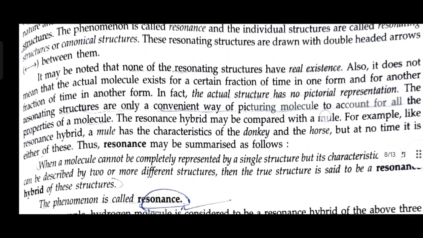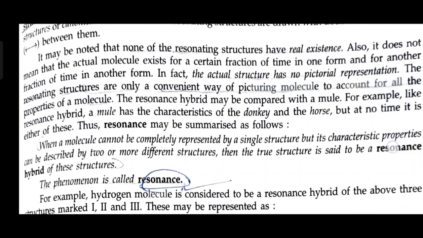It may be noted that none of the resonating structures has real existence. Also, it does not mean that the actual molecule exists for a certain fraction of time in one form and for a fraction of time in another form. In fact, the actual structure has no pictorial representation. The resonating structures are only a convenient way of picturing molecules to account for all the properties of a molecule. The resonance hybrid may be compared with a mule. For example, like a resonance hybrid, a mule has characteristics of a donkey and a horse, but at no time is it either of these.